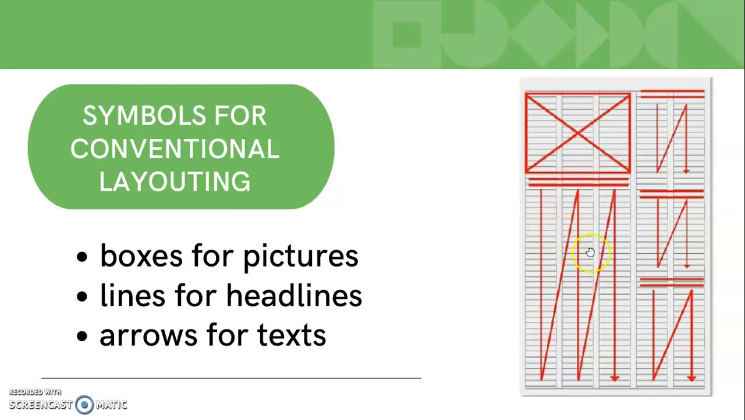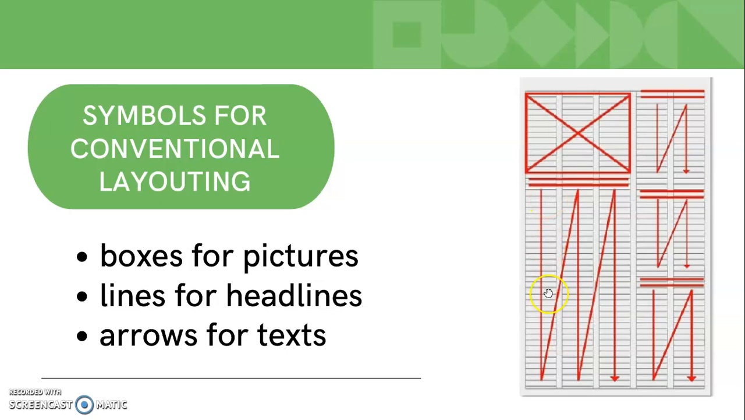Okay, so here are some symbols that we need to remember for conventional layouting. Again, kindly take note of this as you are going to apply this later on. So boxes, just like this one, a box with an X, represent pictures. You use boxes for pictures, lines for headlines, and arrows for text.